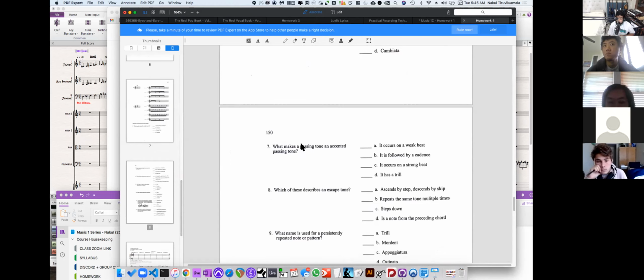What makes a passing tone an accented passing tone? Well, let's just process of elimination this. Does an accented passing tone occur on a weak beat?